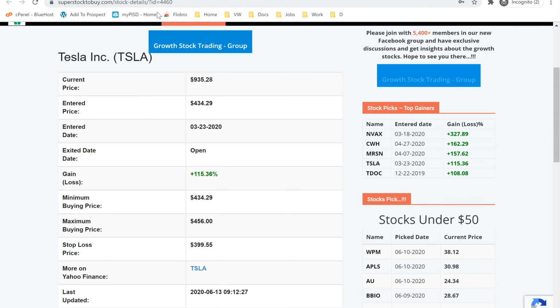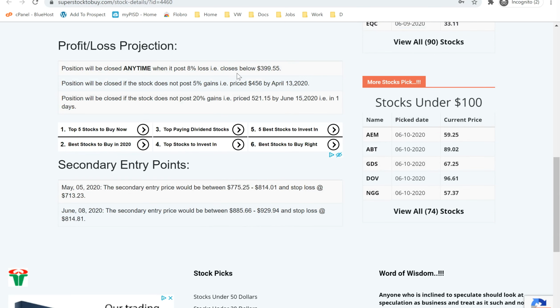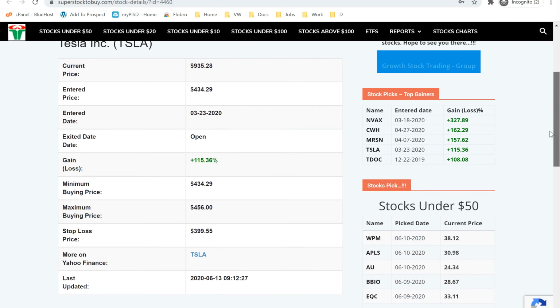So if you take a detailed view of the stock details, the stock is still in open position because it didn't meet any of our profit loss projection and criteria, which is listed down below. So it does not hit any of the stop loss or profitable thresholds. So the stock is still running. So it has posted over 120% gain so far, but still it's in an open position. This stock is now currently doing well. So let's see where it goes from here.